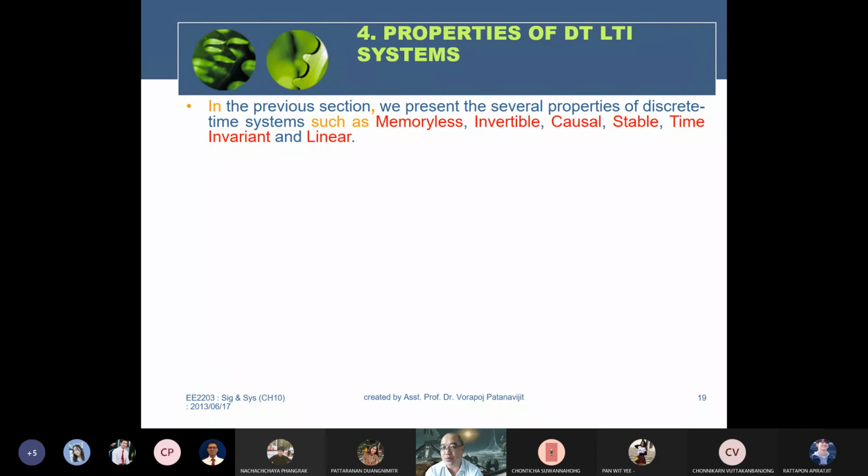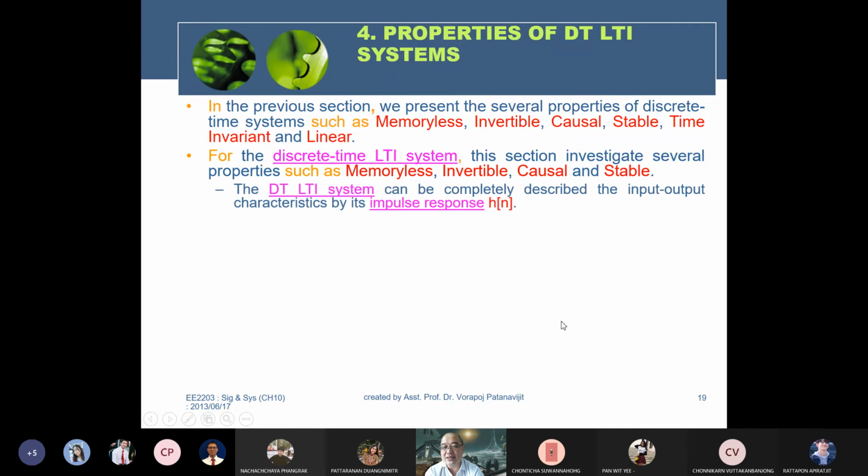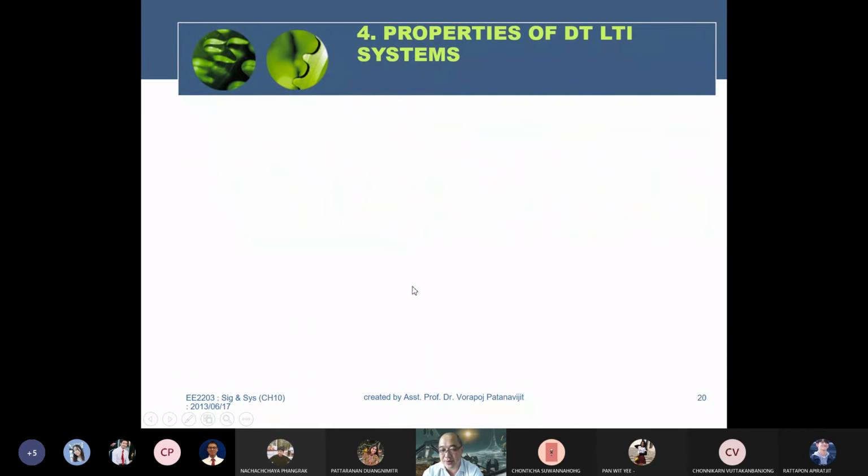In the previous section, we presented several properties of the discrete-time system, such as memoryless, invertible, causal, stable, time-invariant, and linear. For the DT-LTI system, we investigate the other four properties: memoryless, invertible, causal, and stable. The DT-LTI system can be completely described in its input-output characteristic by the impulse response. Therefore, all properties of the DT-LTI system can be determined from the impulse response too.